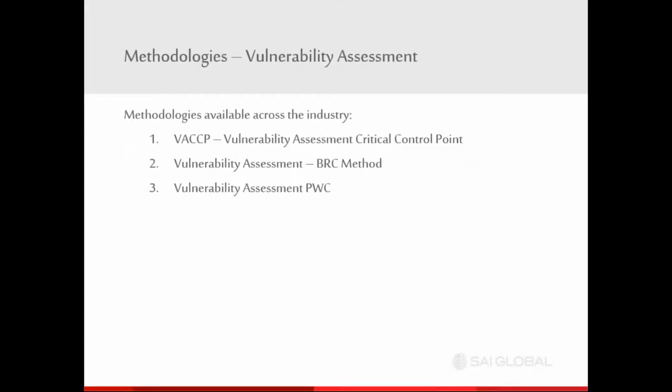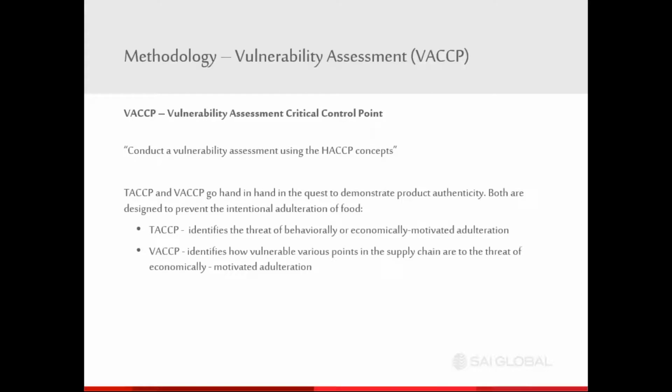Okay. So some methodologies across the industry. We have VACCP, the Vulnerability Assessment Critical Control Point. SSAFE, we'll talk about here in a few minutes. There's a BRC method, because BRC has been doing food fraud for a few years now, and FSSC are just now doing them with the new GFSI documents. And the vulnerability assessment here, PwC. So VACCP is going to be the most widely used one here. We're just going to talk about it.